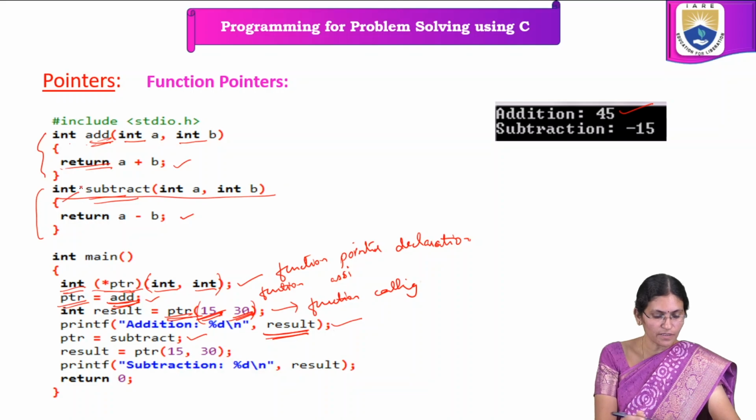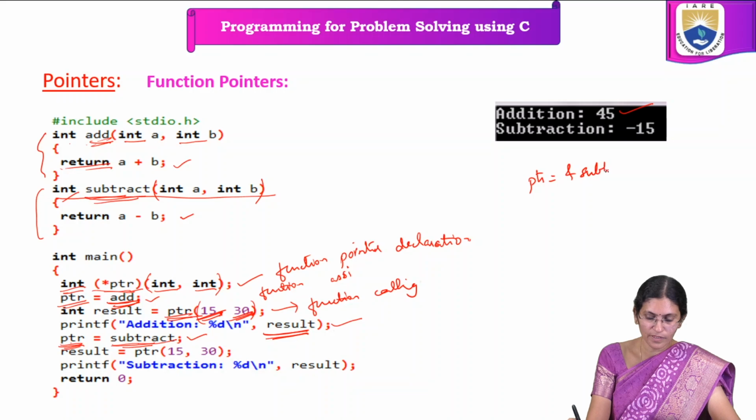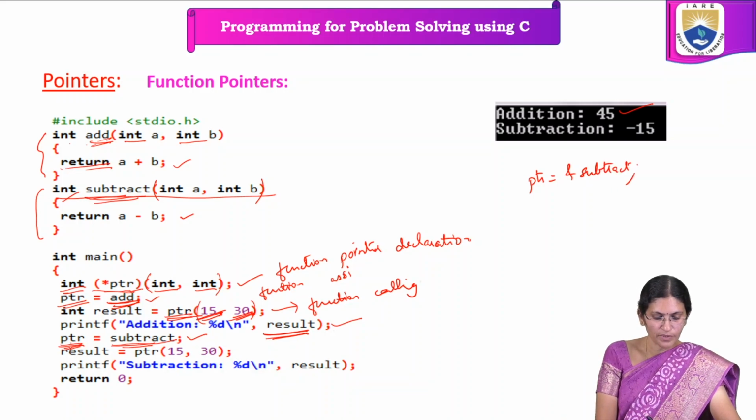Now what we are doing here, the same pointer, but here we have used another function. The return type of this is an integer. The name of the function is subtract, and here also we are passing two integer parameters. We can assign this function name to the same pointer. So the name of the function subtract, or the address of this, is assigned to the pointer variable PTR. You can also write PTR is equal to address of subtract. Both are correct. PTR is equal to the name of the function also refers to the address of the function. So this is also right.